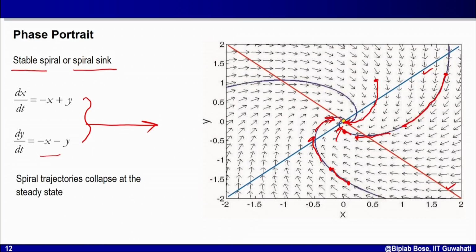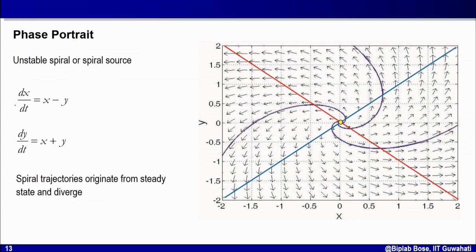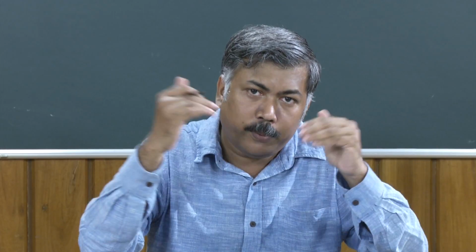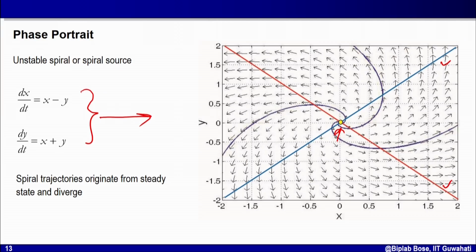What happens if you have an opposite one? Let us take an example. So I have ODEs dx/dt equal to x minus y and dy/dt equal to x plus y. These two ODEs give rise to this phase portrait. Again, these two colored lines are null lines, and the intersection point is the steady state. In the earlier case, the trajectories were collapsing at the steady state. But look at this plot. Here, the arrows are moving away from the steady state.